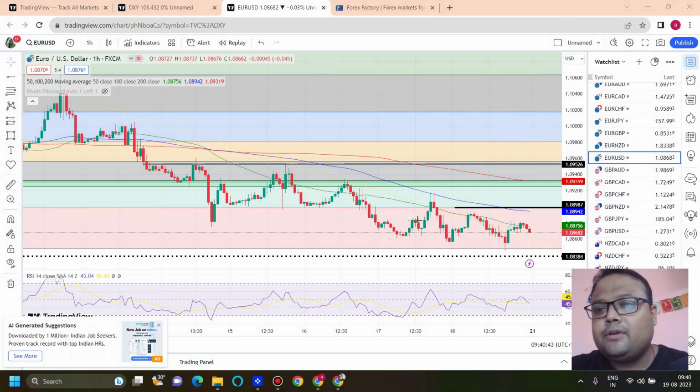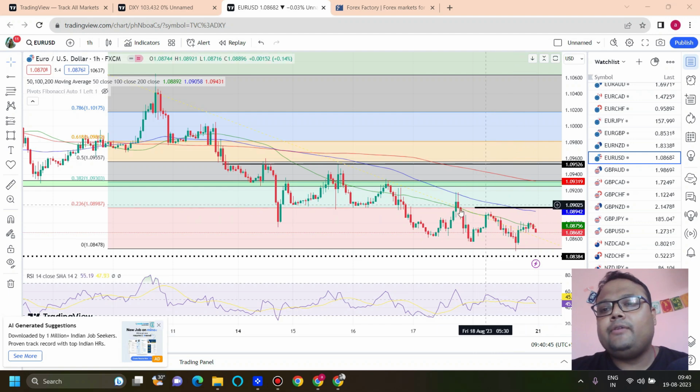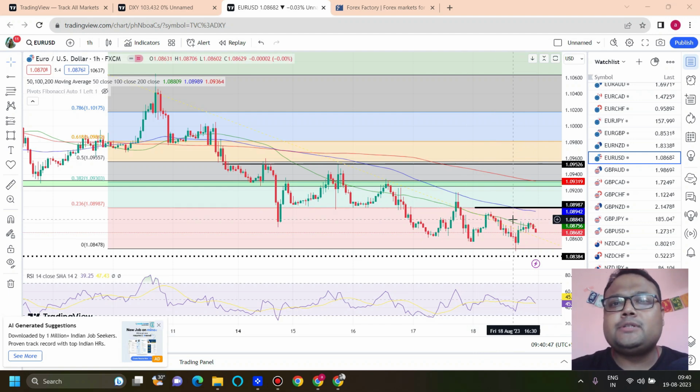Okay, so around this level you can see that we have the first resistance. If market shows upside, goes up, observe the market on 1 hour time frame, 15 minutes time frame. If you see that price is struggling around the area, you will get the confirmation that sellers are present. You can go for a sell position.